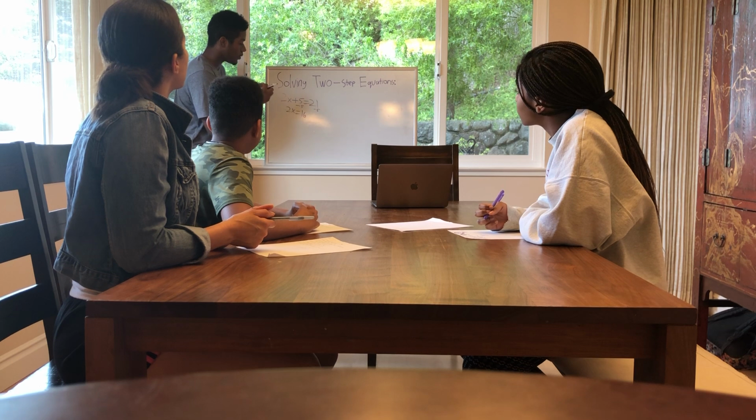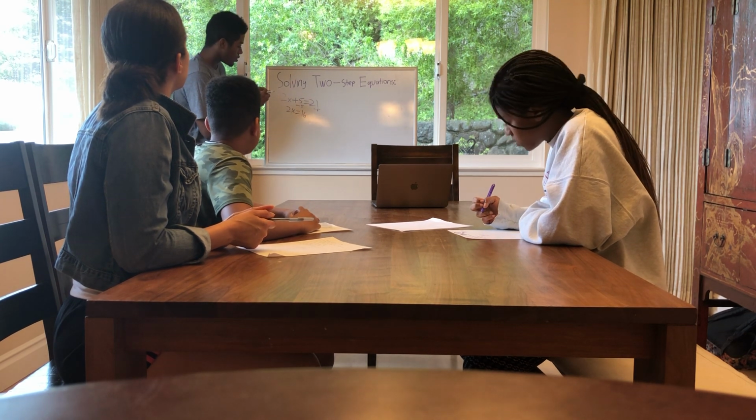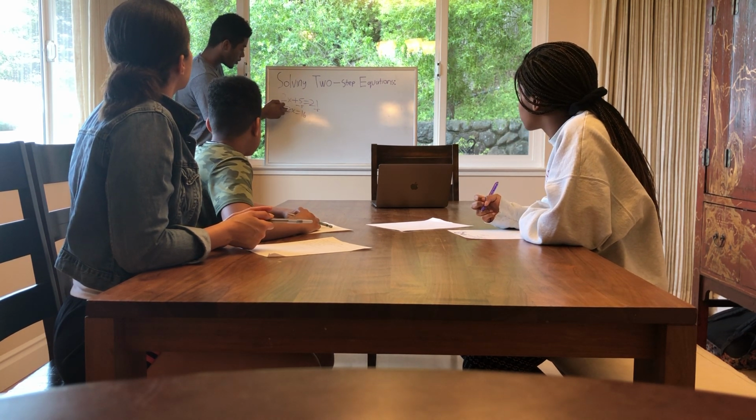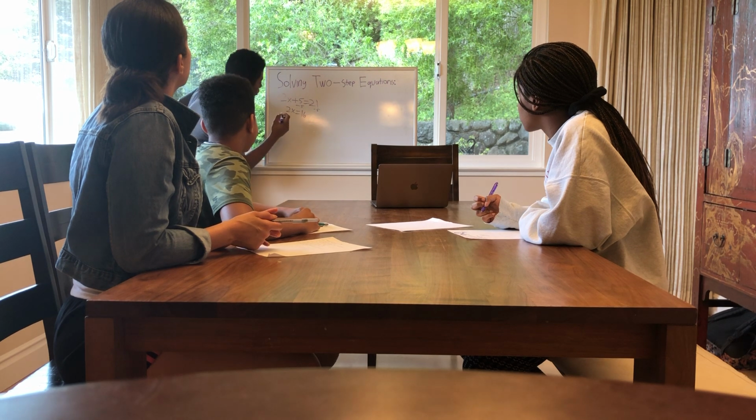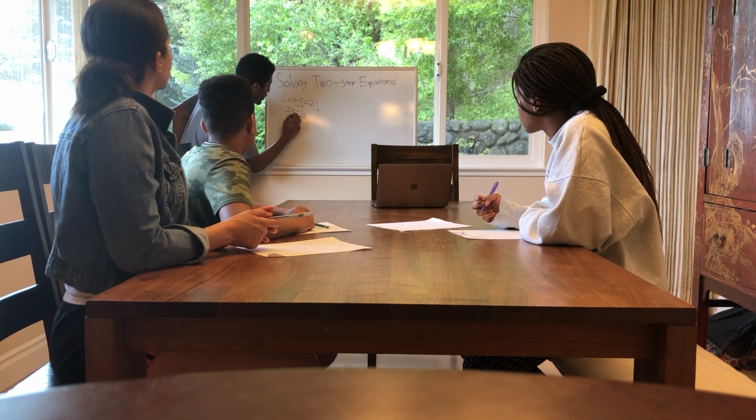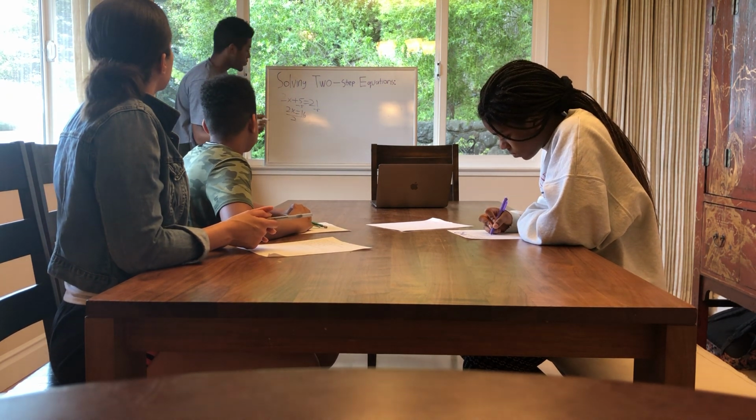So now we have 2x equals 16, right? So this is 2 times what number equals 16. So now, because that's multiplication, what you're going to do to get x is divide, right? So now you're going to take both sides and divide by 2. Does everyone understand? Cool.